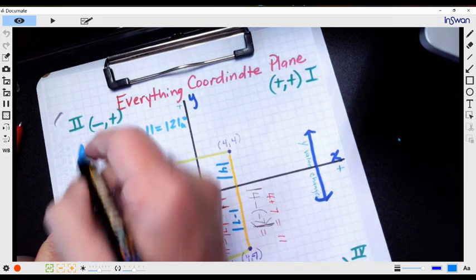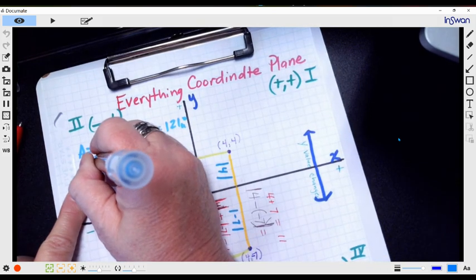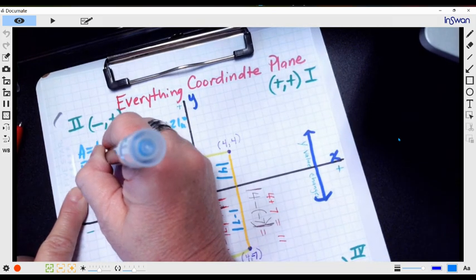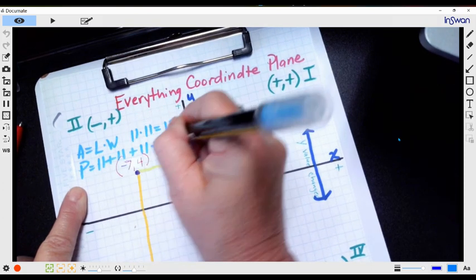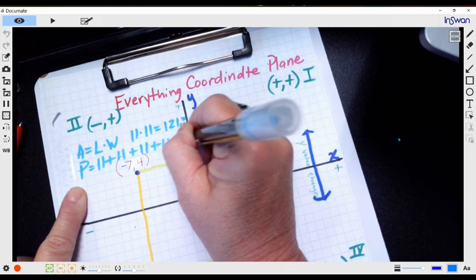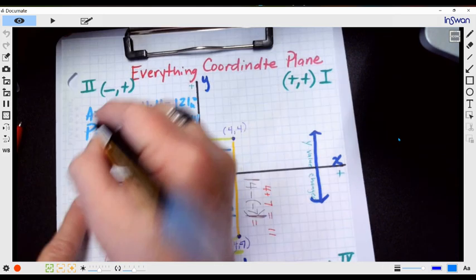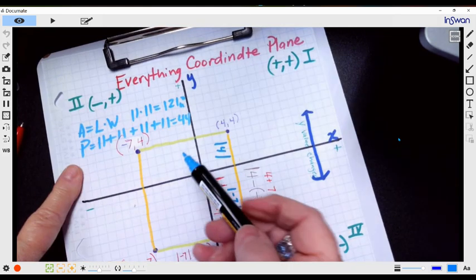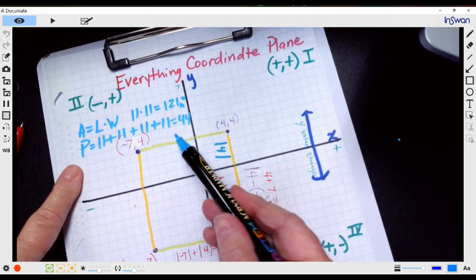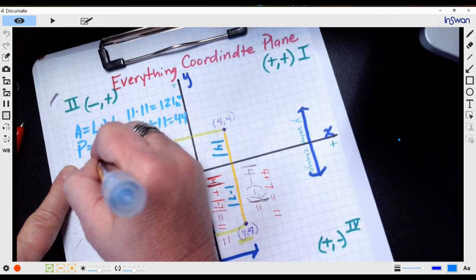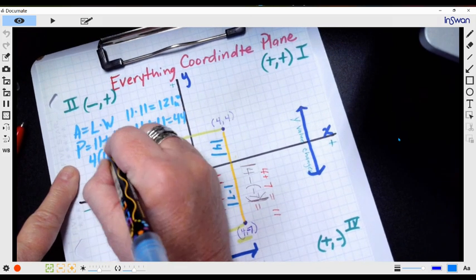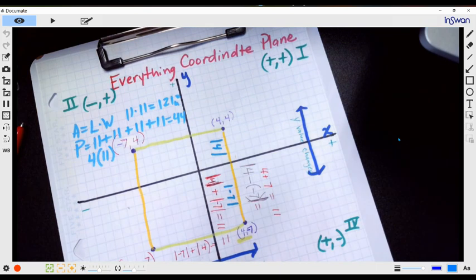the four sides. So 11 plus 11 plus 11 plus 11, which is going to be 44. Or you could do the 4 times 11, 4 times the sides that are 11, and that's going to be 44 as well.